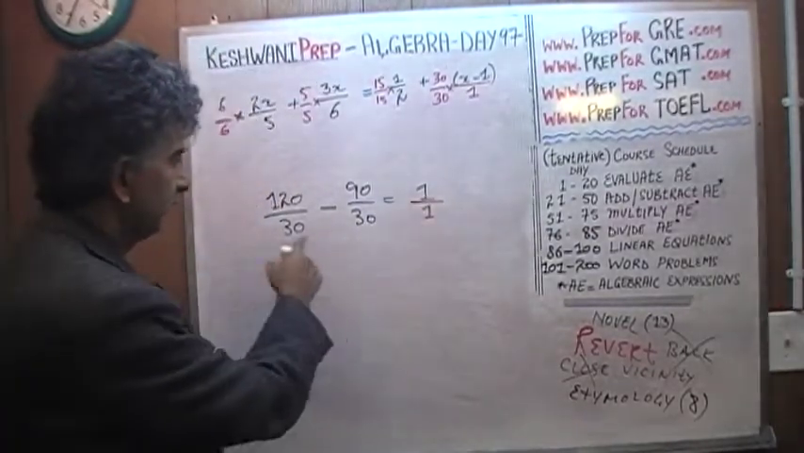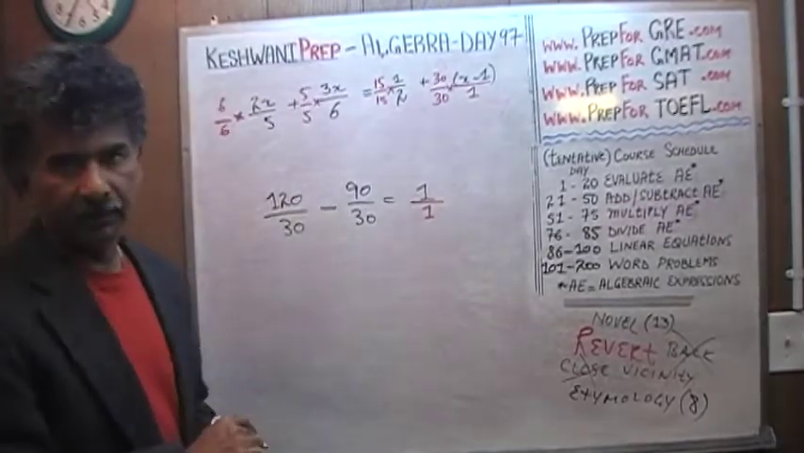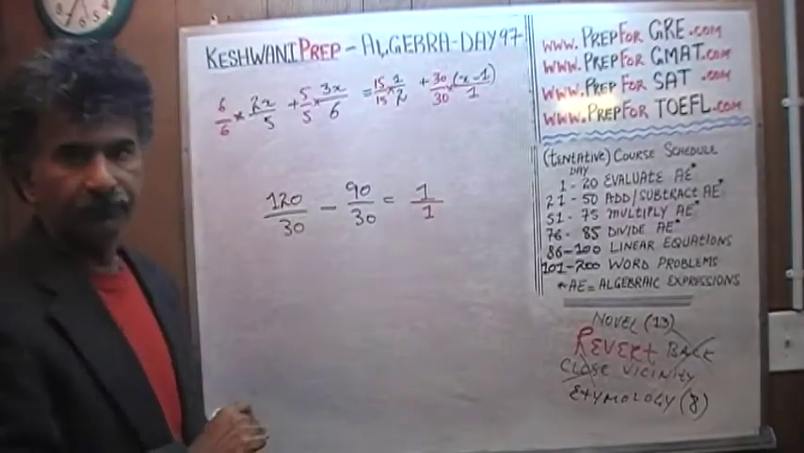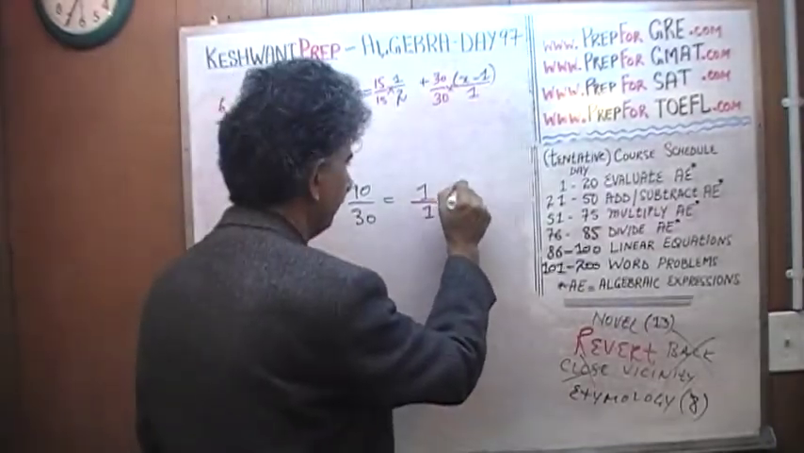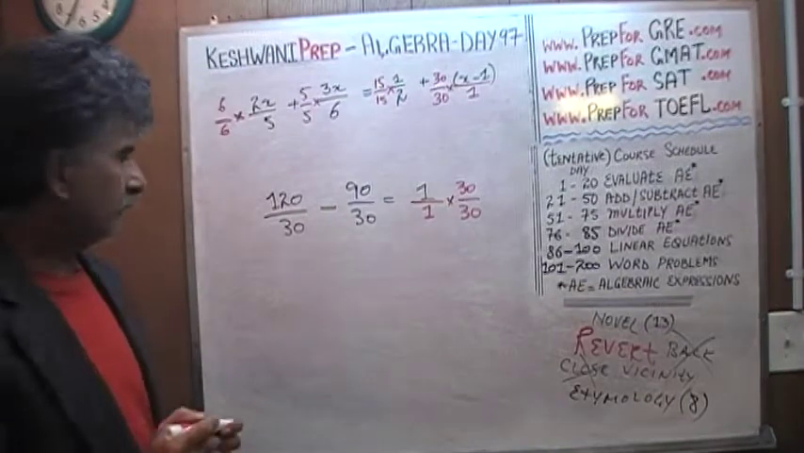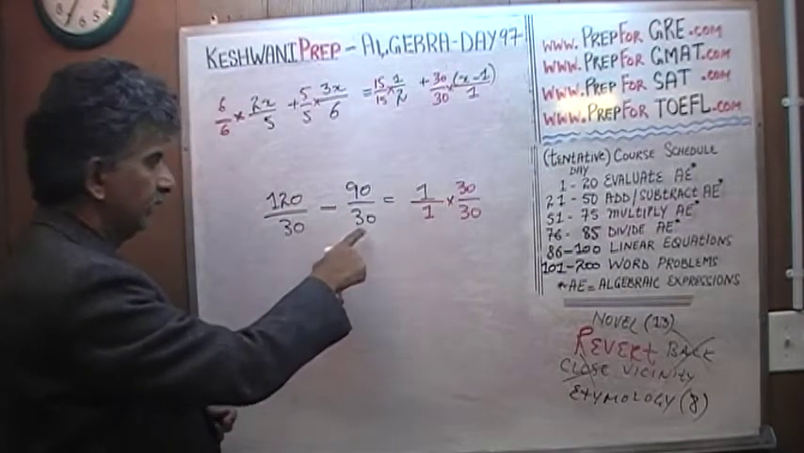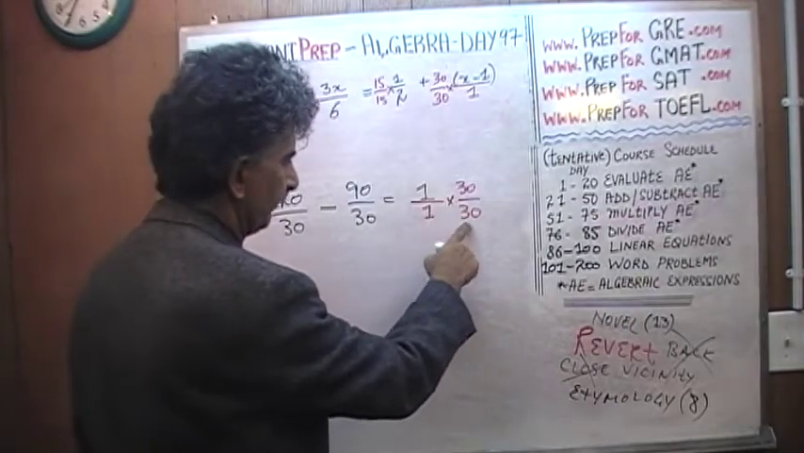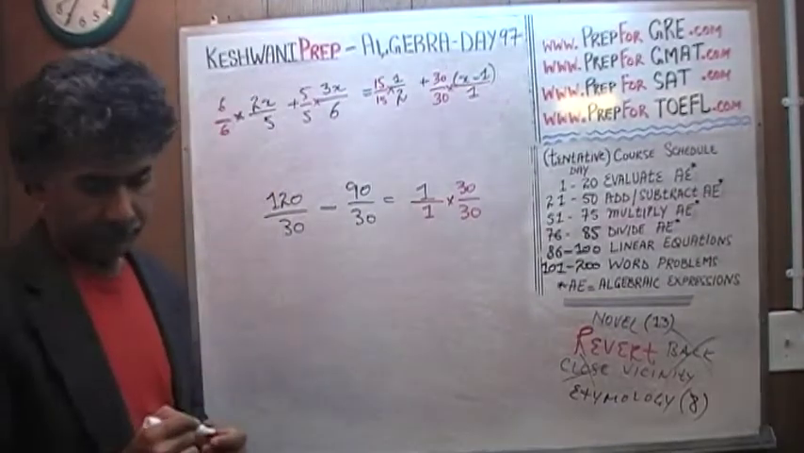This has a denominator of 30. This has a denominator of 30. This has a denominator of 1. How do we give this guy the same denominator as these two guys have? Well, multiply the top and the bottom by 30. Voila. Now this has a denominator of 30, and this has a denominator of 30, and this has a denominator of 30. 1 times 30 is 30.